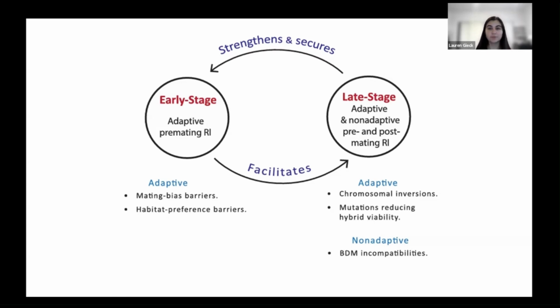The order that barriers are coupled does matter because coupling barriers becomes more difficult as the reproductive isolation strengthens. And as I mentioned with the BDM incompatibilities, at the very last stages, when there's very little gene flow, many different post-zygotic mutations and barriers can evolve independently of each other, making it difficult to reverse.